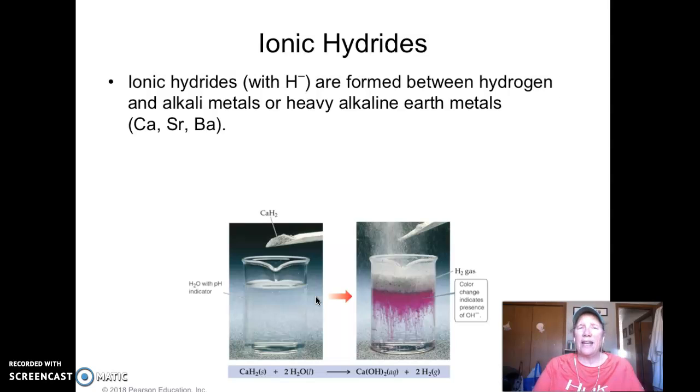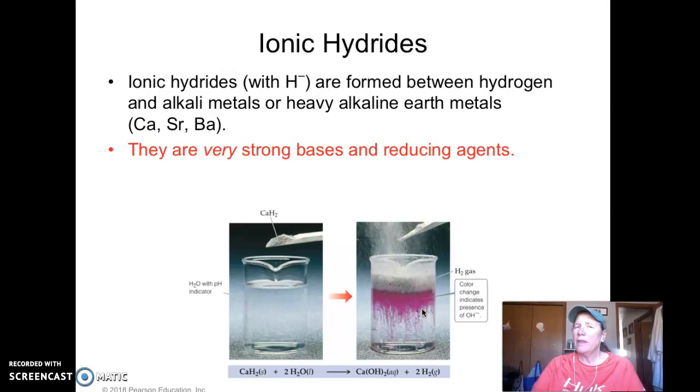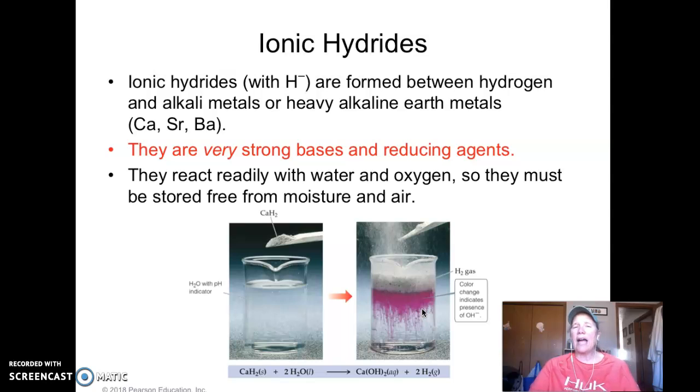Okay. So if you take an alkali metal and hydrogen, or the alkaline earth metals, calcium, strontium, barium, you're going to get a hydride. And here's calcium. It forms a hydride that is very, very basic. You can see this is phenolphthalein, and phenolphthalein turns pink in the presence of a base. They're very strong bases, and they're very strong reducing agents. They react readily with water and oxygen. So you have to make sure you store them free from moisture and air. It can be an issue storing them. You can't just set them on the shelf because they're going to be exposed to air, and then they could explode.